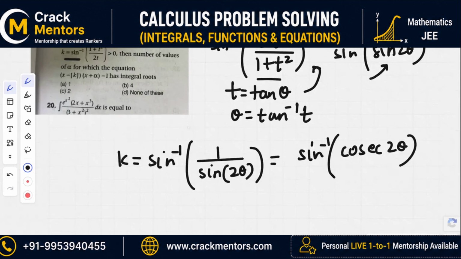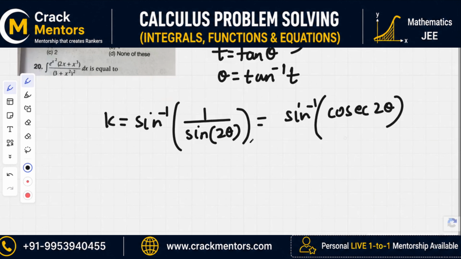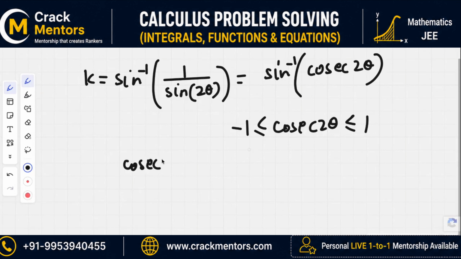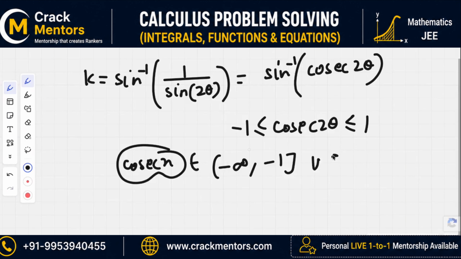Okay, now very amazing. Tell me one thing, whatever is lying inside my sine inverse should be within what range? Can you tell me that? Basically, the domain of sine inverse, I'm asking. -1 to 1. Okay, included or open? Included. Okay, so that means cosec 2 theta should be like this, right? Now, can you visualize cosec theta? Is cosec theta defined for 0? No. So basically, the range of cosec x is itself -infinity to -1 union 1 to infinity.